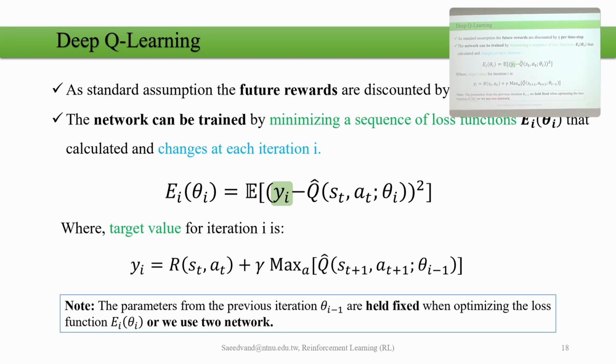We say the parameters from the previous iteration, theta minus 1, are held fixed when optimizing the loss function, should be used is one way. Second way, as I mentioned, instead of keeping that one fixed, we can use two independent networks. Fixed just for the calculation, then later, of course, we need to update it. Just for the calculation, we keep it fixed.